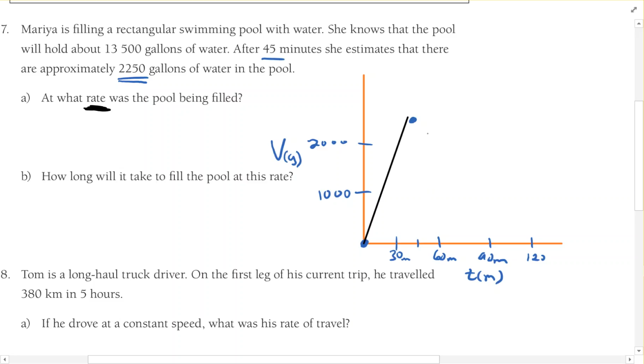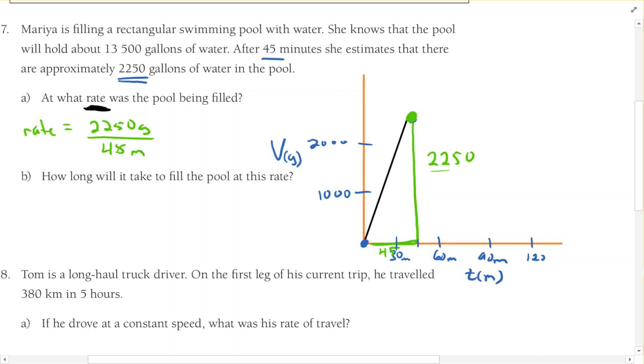So all that's really going to be is I know the rise of this point going up to here, let's make it just like that. I know what that rise is going to be. That's going to be 2,250. And I know my run, this part, is going to be 45 minutes. So if I want to figure out what my rate is, that's just going to be rise over run. So my rate is going to be 2,250 gallons over 45 minutes.